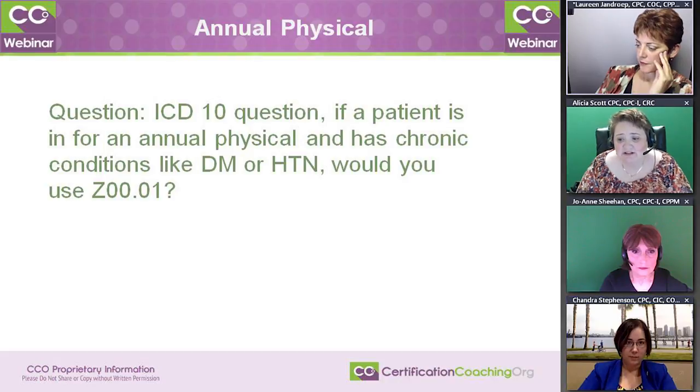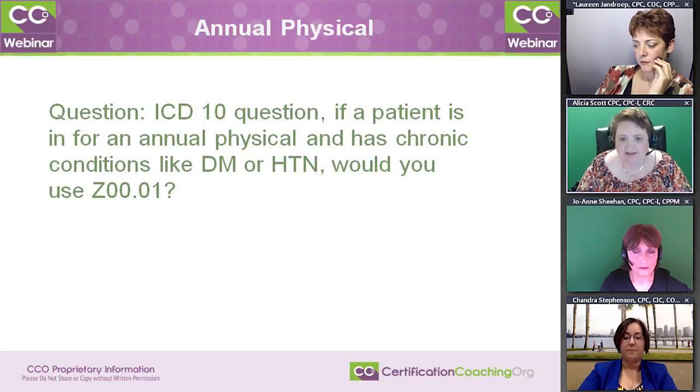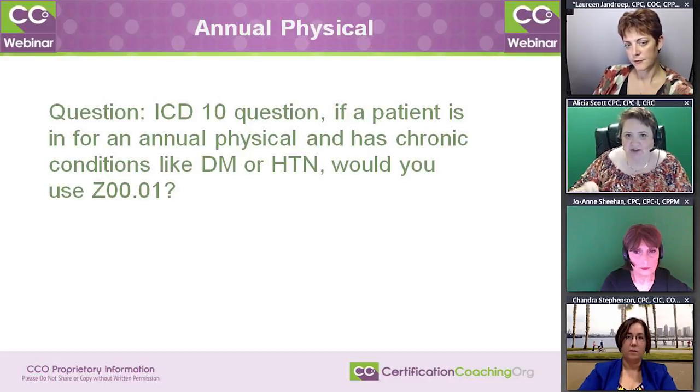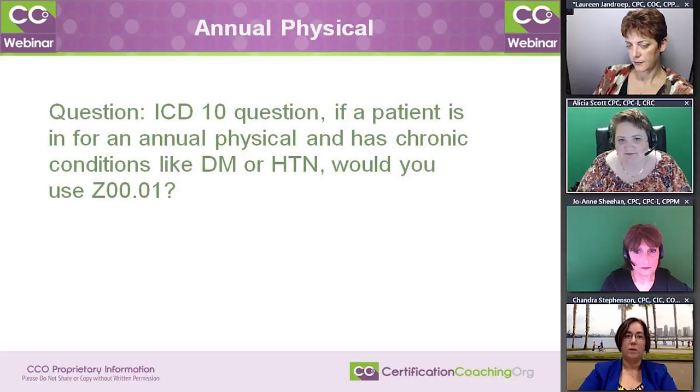Very good. And if it is a new condition, they'll document that, you know, they'll be doing counseling, sending them to the diabetes nurse and getting counseling on nutrition. This is a new finding.